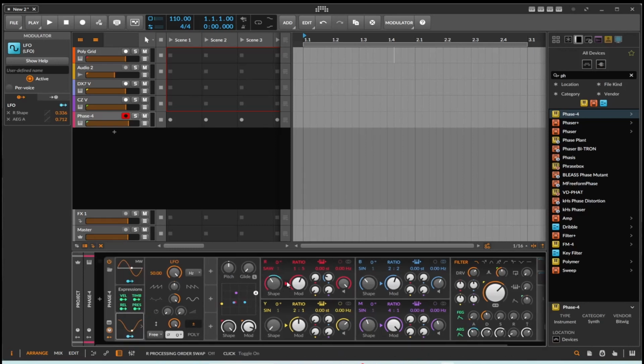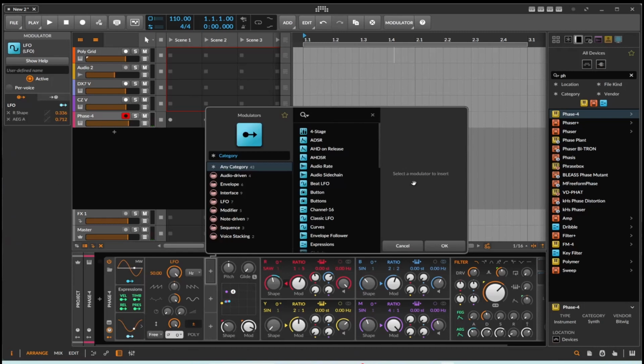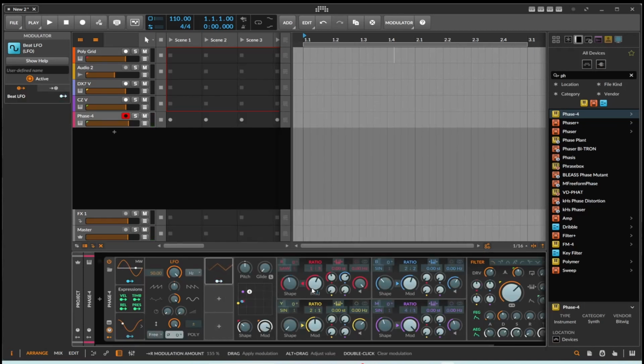I know you can use the modifier. I need to learn this one a heck of a lot more. Oh yeah, that's right. You modulate them through here. I love phase distortion or phase modulation. Such a cool sound.